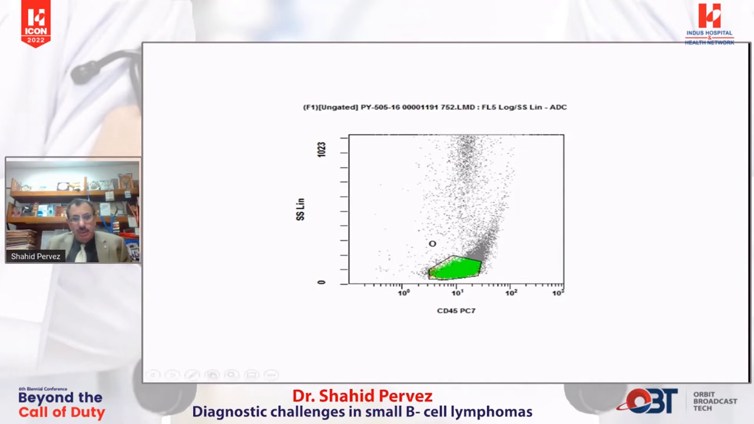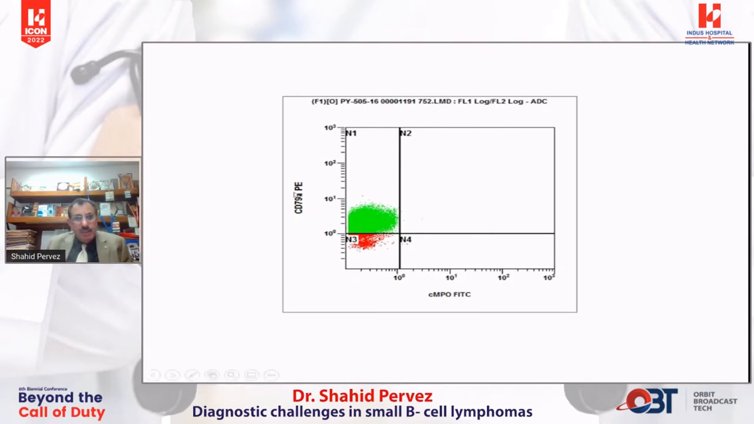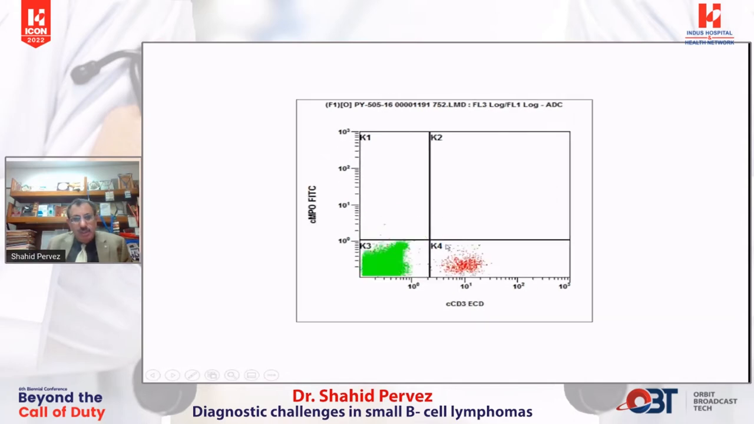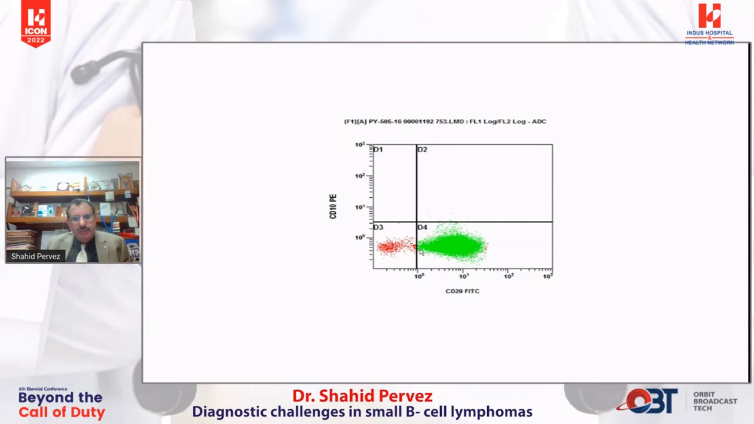So this is the population which is LCA or CD45 positive, bright LCA positive. And CD79A positive, which is a B cell marker. CD3, almost always you have some intermixed normal CD3 positive T cells, so that's not relevant. CD20 positive, diffusely positive. And mind you that CD10 is negative.